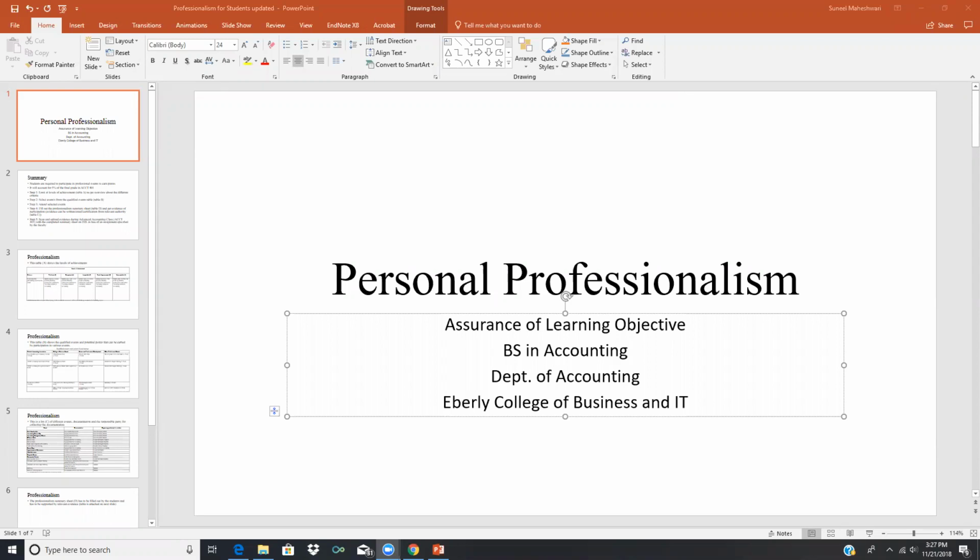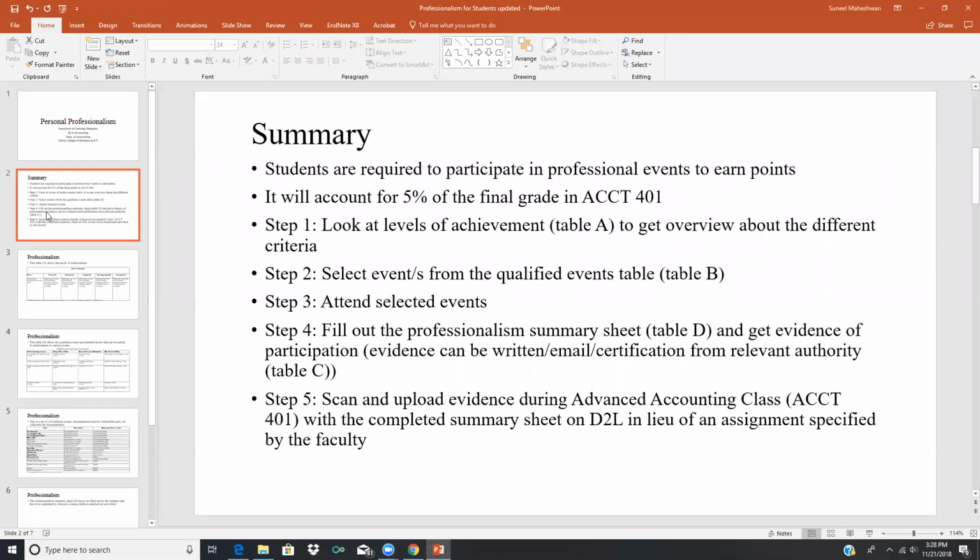The objective of this video is to explain how the personal professionalism rubric data needs to be collected by the students, and then uploaded on the D2L Dropbox by the students. Personal professionalism has been identified as one of the objectives for completing the BS in accounting program. This lays out how the personal professionalism rubric data needs to be collected.